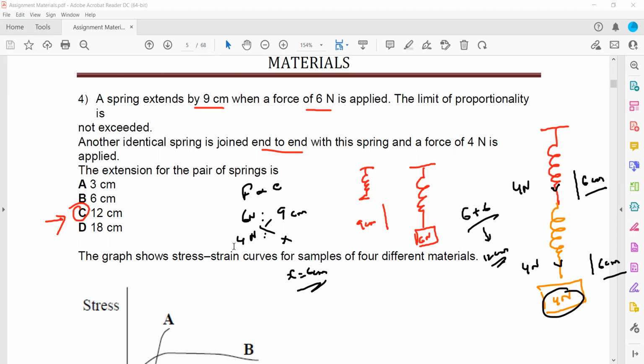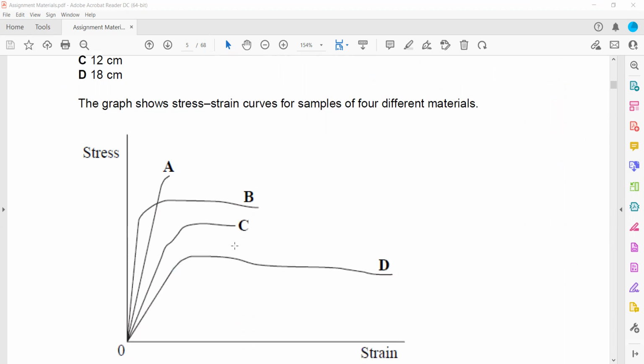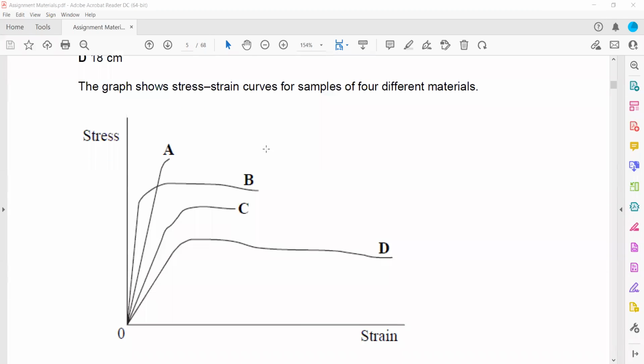Then the graph shows a stress and strain curve for 4 different samples. For example, if I say which object is brittle. Brittle means no or very small plastic deformation and the object can break, which is a brittle material. So A will be brittle because it has no or very little plastic deformation.